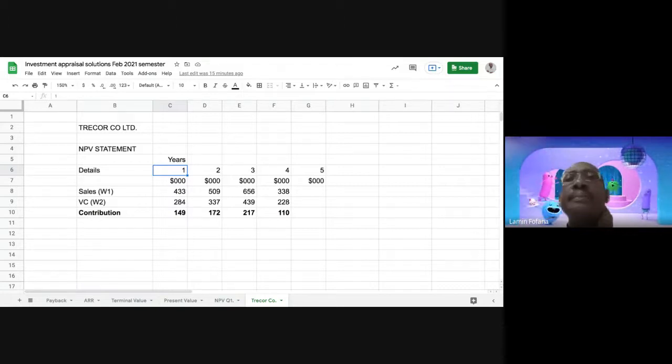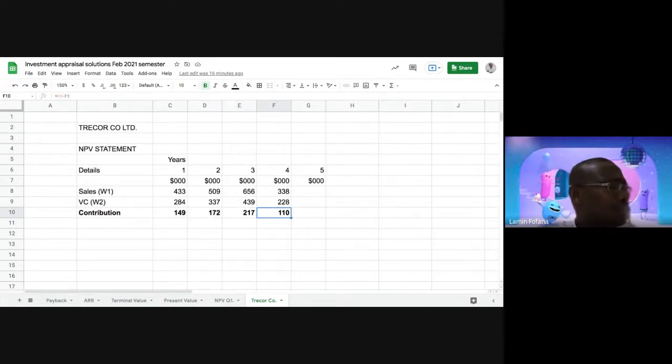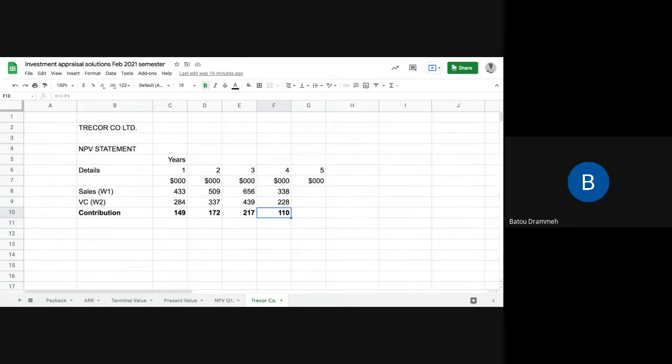So before the break, we were looking at the sales values and the variable cost, and we calculated our contribution, as you can see here. Okay, so what is the next cost element that we need to factor? What's the next cash flow that we need to factor? According to the production, the fixed production, okay?